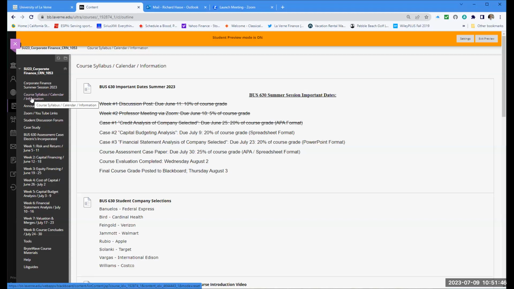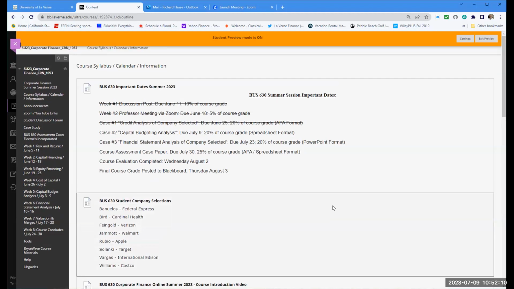Coming up is to download and review the electrics case. Since it's fresh in your mind from your work in case number 2, now's the time to download that. It's a little bit more elaborate, a little bit more work. You're doing a paper and a spreadsheet analysis. So this next week will be a good time to download that and review and prepare it. After this week, we have 2 grades left in our course: case number 3, 20%, and the assessment paper, which we're introducing today, 25%.